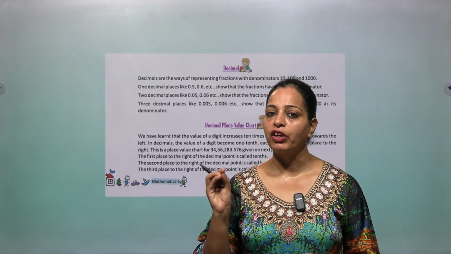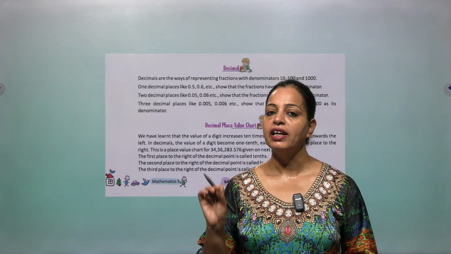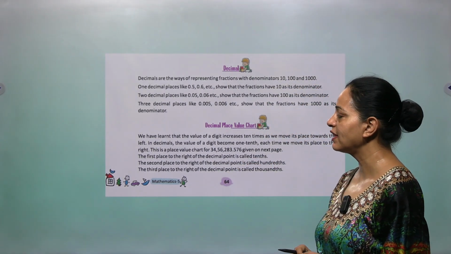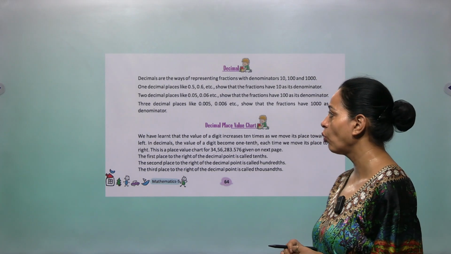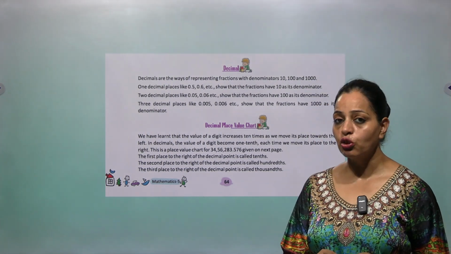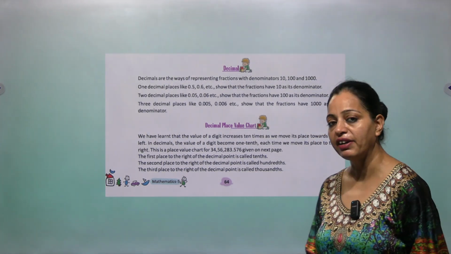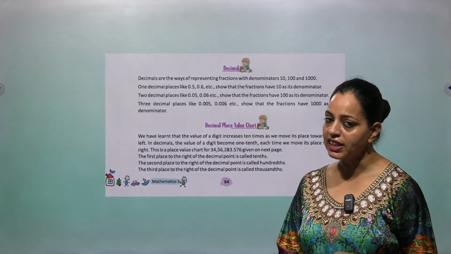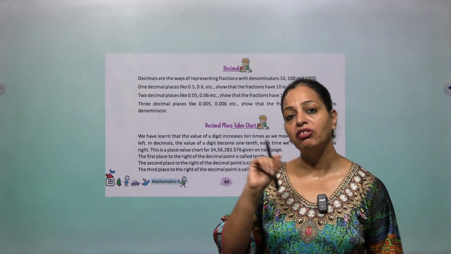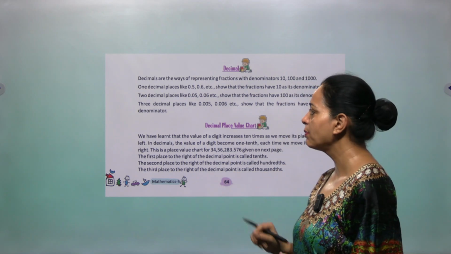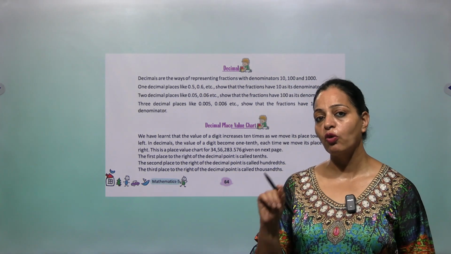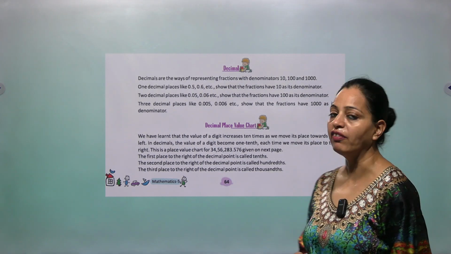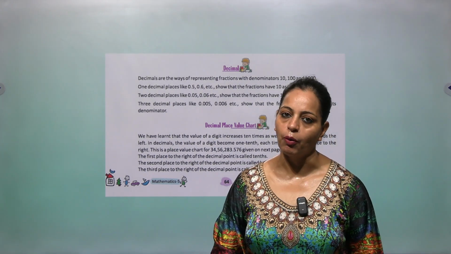It means we have to write 100 as a denominator. So two decimal places like 0.05, 0.06, etc. show that the fraction has 100 as its denominator. And similarly, three decimal places means there are three digits after the decimal. So three decimal places like 0.005, 0.006 show that the fraction has 1000 as denominator.